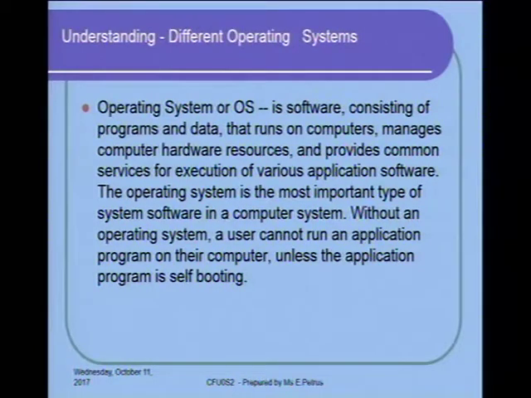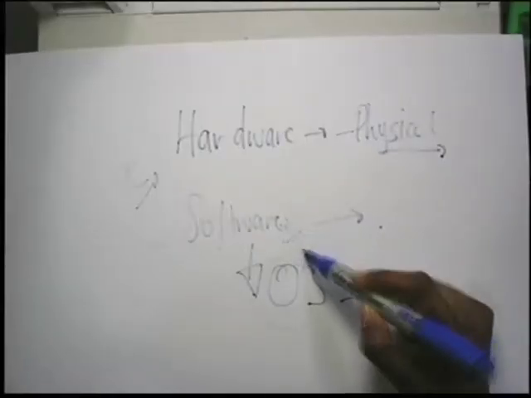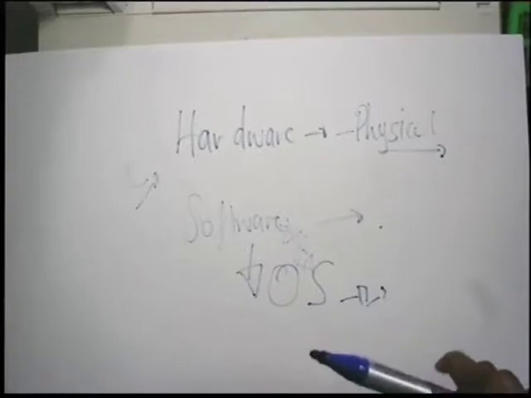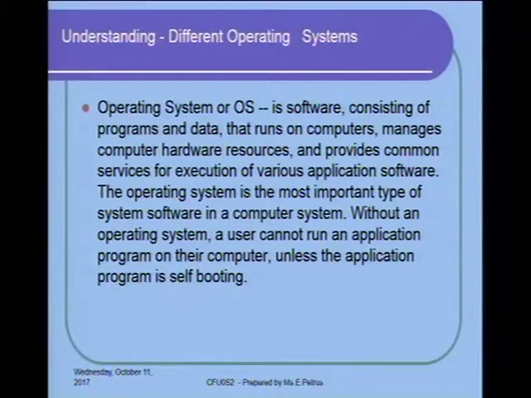Just like I was discussing, computer hardware without this is useless. This is the first software that we need to have within a computer. That's why it's a very important type of system software. Without an operating system, a user cannot run an application or program on their computer at all.